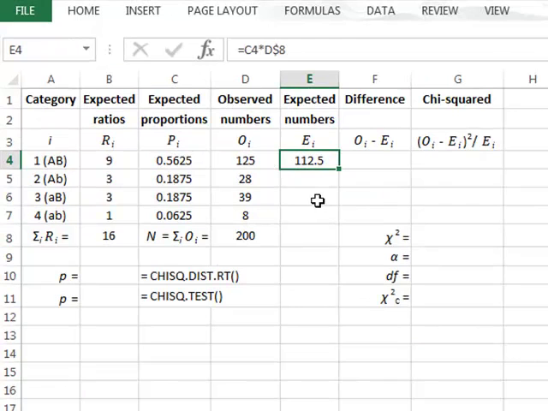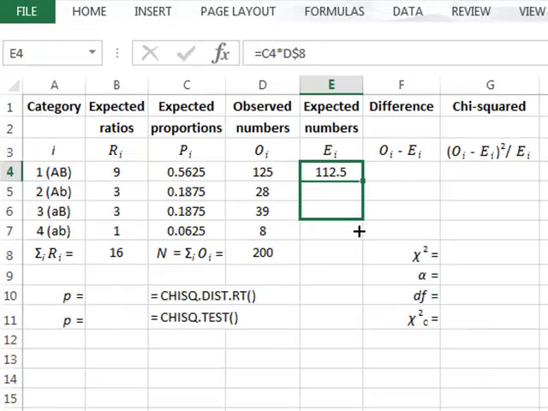It is worth noting at this point that it is okay for the expected number to be a non-integer value, 112.5, because this is a theoretically calculated number, but any observed numbers must purely be integer values, i.e. exact numbers of observations. We will calculate the expected numbers for all the others just by copying the formula down.